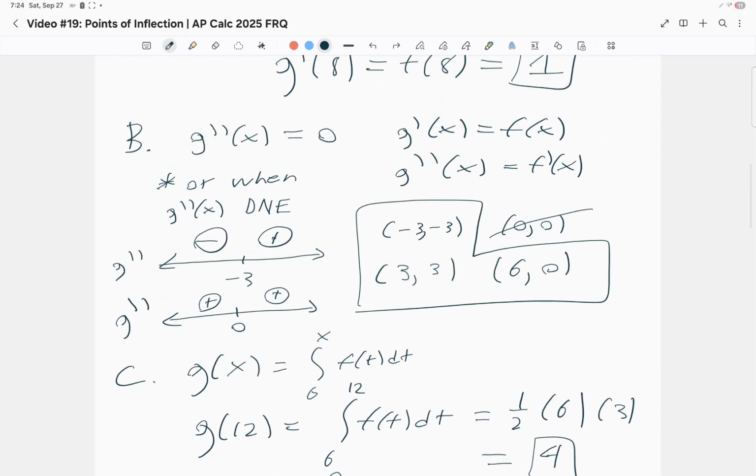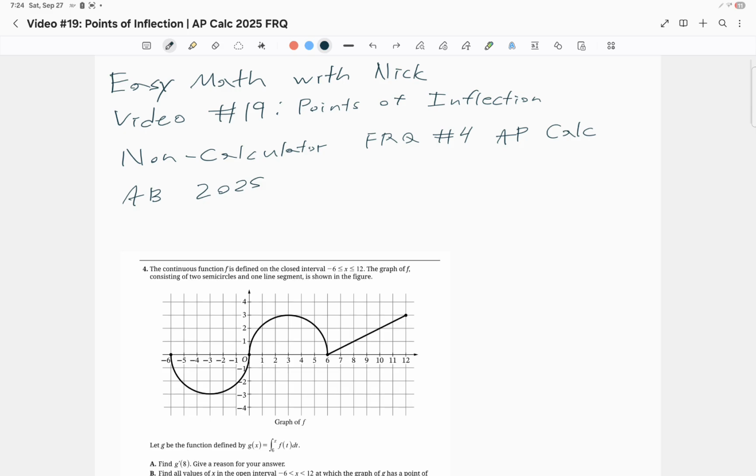So there you go. That was this fourth non-calculator free response question from the AP Calculus AB 2025 exam. Thank you for sticking with me.